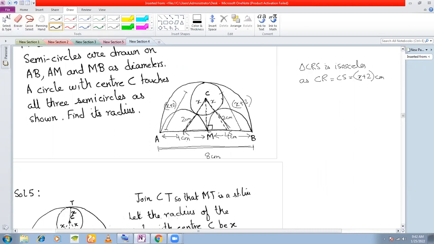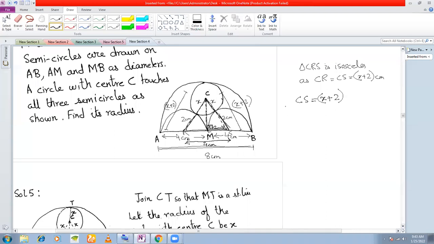So now, what is the length here? This length is equal to 2 plus 2, which is equal to 4 centimeters, right? This length here is 2 centimeters. Now, if you see, this becomes a right angle triangle in which the hypotenuse is CS. What is the length of the hypotenuse? X plus 2.